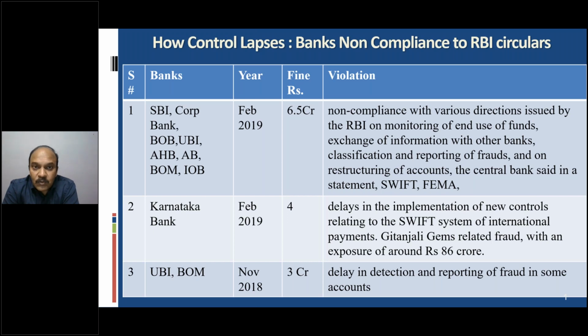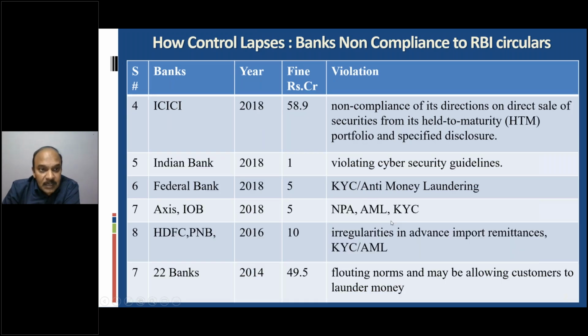It speaks about the control lapses due to non-compliance with RBI circulars, which may not be IT or cyber security. But the SWIFT system is again part of the controls you have to review. We are still in the process of adopting ISO 20022, I think by 2025 is the deadline, but as of now, we still follow SWIFT. In that case, certain banks were levied with fines due to improper controls.